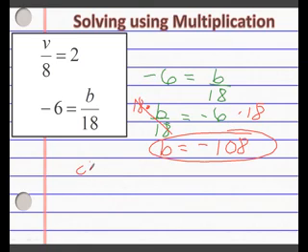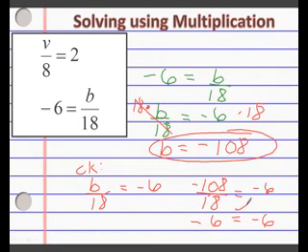So let's check it, make sure we did that correctly. B over 18 equals negative 6, or negative 108 over 18 equals negative 6. Now a negative divided by a positive is going to be negative, and 108 divided by 18 is 6. So negative 6 equals negative 6, and hey, we did that problem correctly.